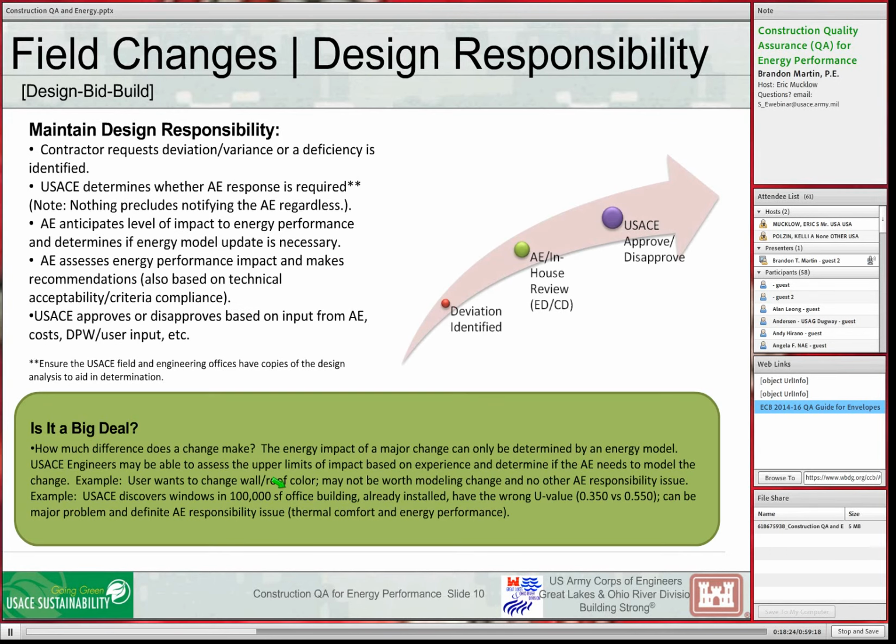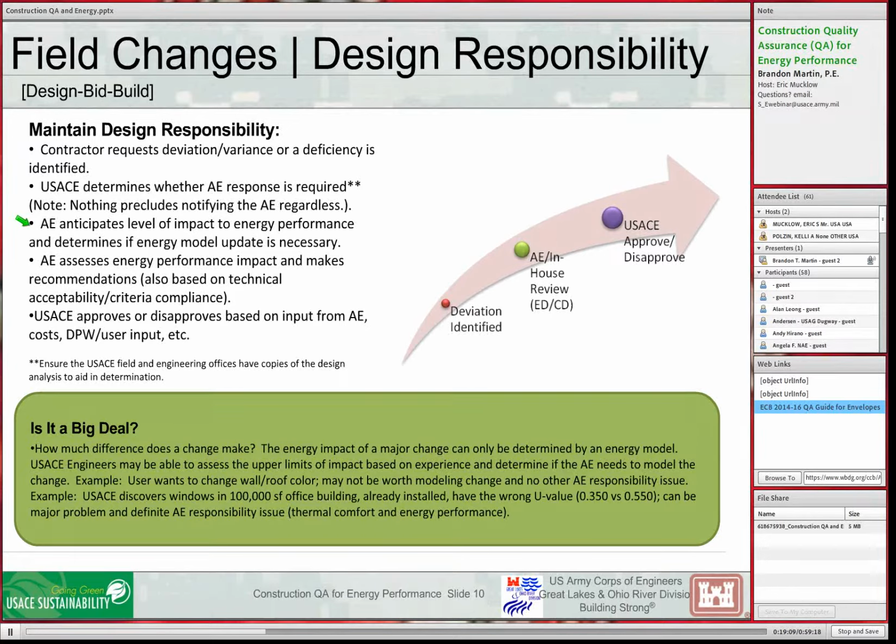The process would be after the contractor makes a request for a deviation or variance, or a deficiency is identified, the Corps needs to determine whether AE response is required. So the AE needs to know if something major has changed because they have design liability. If something goes wrong later and we've changed something and not had the designer involved, we lose AE liability. We don't have a lot of recourse then. You can use, again, your technical people in the district to determine whether that's necessary.